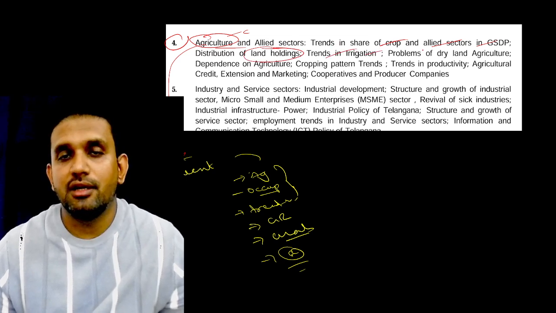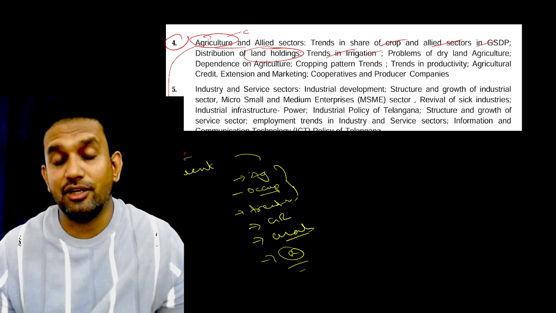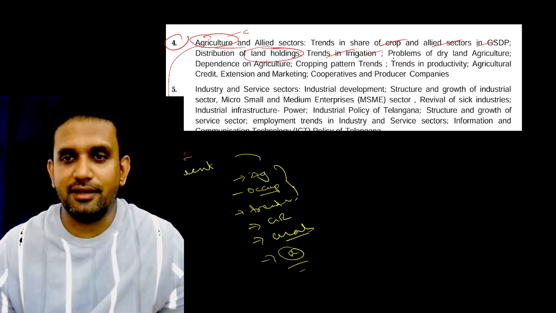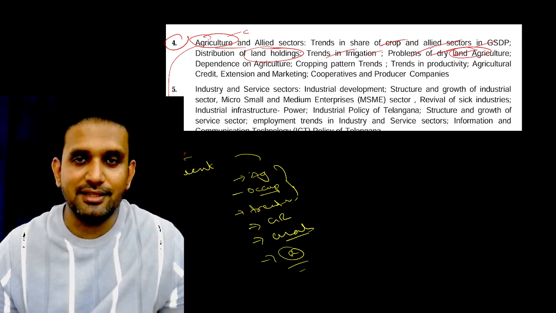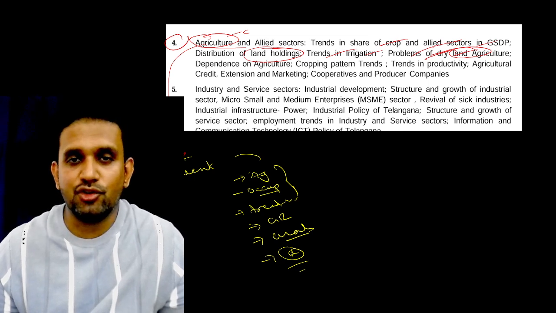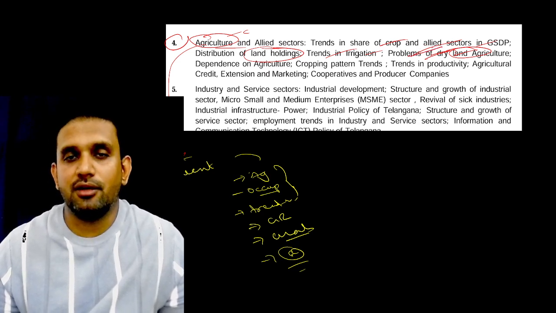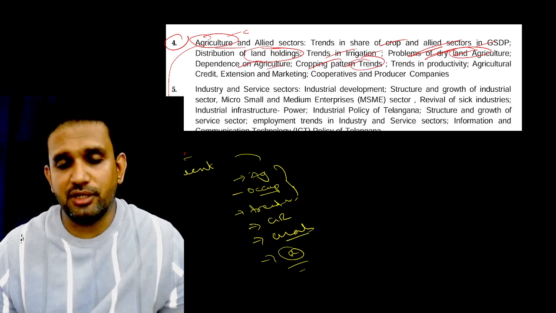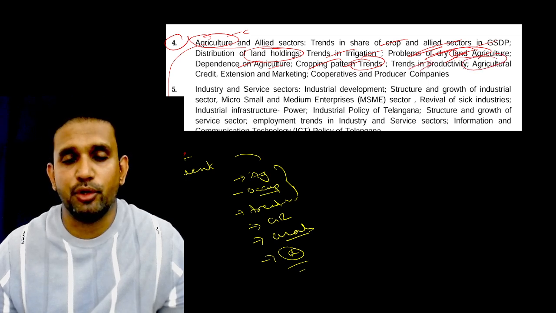Trends in irrigation, like once upon a time we had a good amount of pond irrigation, but in United AP it was neglected. Problems of dryland agriculture, because Telangana is lying in a semi-arid area. That's why how to do agriculture in these semi-arid regions, which have a shortage of water, for that we have prepared a separate answer. Dependence on agriculture. Then cropping pattern trends, which means which crops we generally grew. Trends in productivity, that is in the economic survey. Per hectare how much cereal we are able to produce.